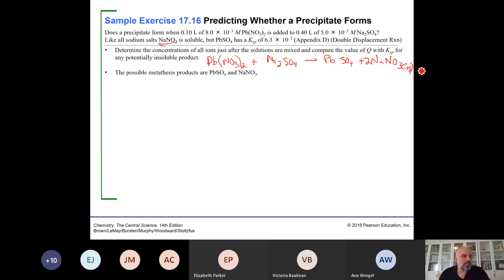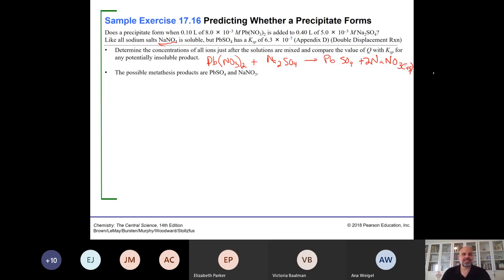Might have some examples where we have to balance. Hopefully you can balance equations by now. I hope so. We're almost done with second semester general chem.